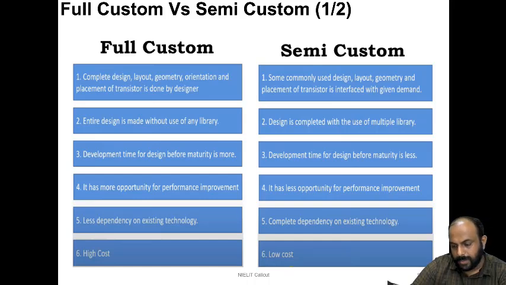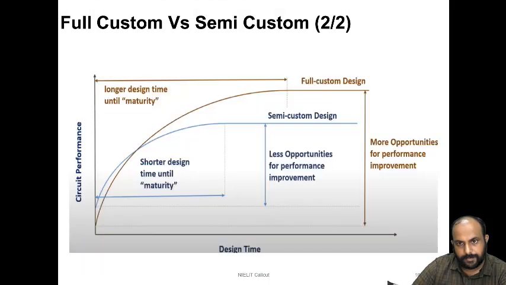So full custom is a higher cost because it's everything from the scratch, higher design cycle, longer time to market, more labor, it's a higher cost. Whereas semi-custom, relatively lower cost compared to full custom.